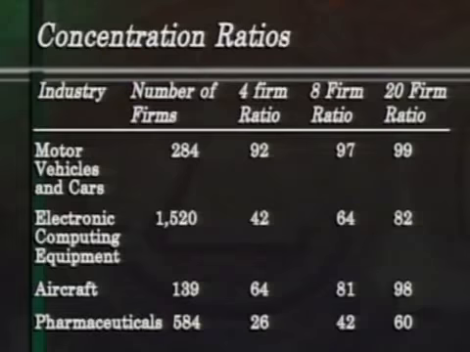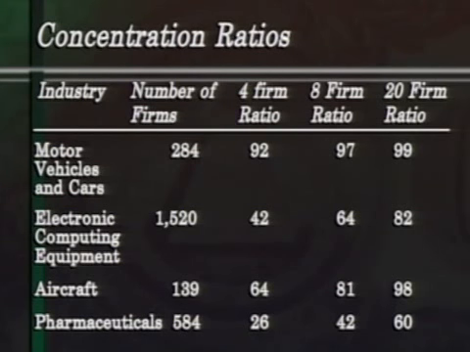Another method of measuring market power is to calculate concentration ratios within industries. A concentration ratio indicates the percent of market sales obtained by the 4, 8, and 20 largest firms in the industry. For example, in this table we see the concentration ratios for motor vehicles, electronics, aircraft, and pharmaceuticals. With motor vehicles, there are 284 total firms.